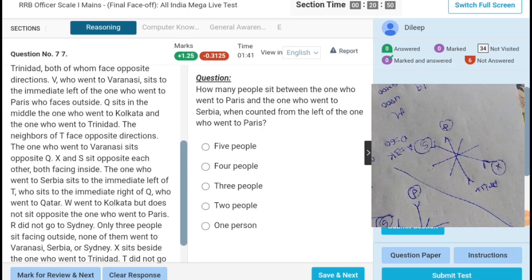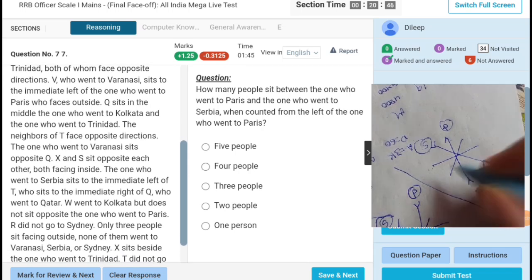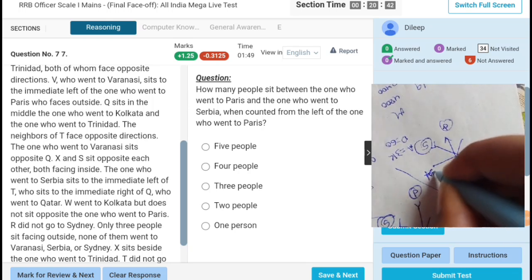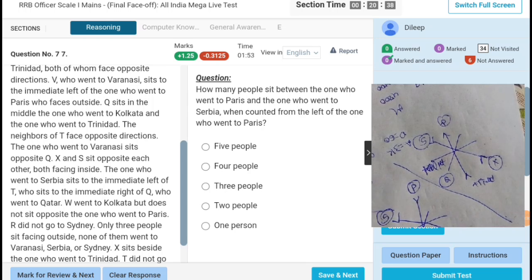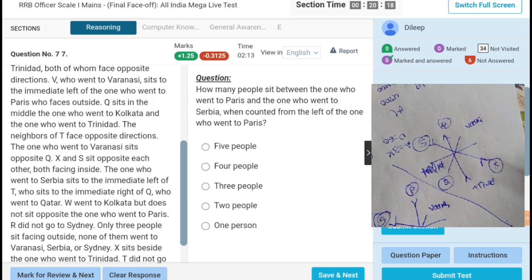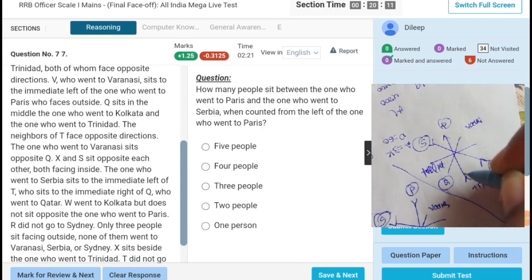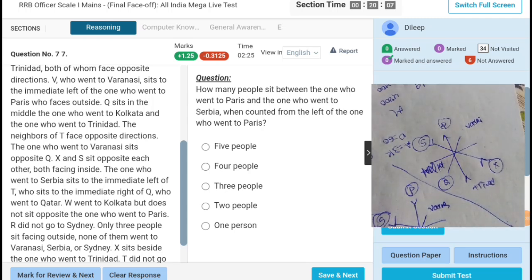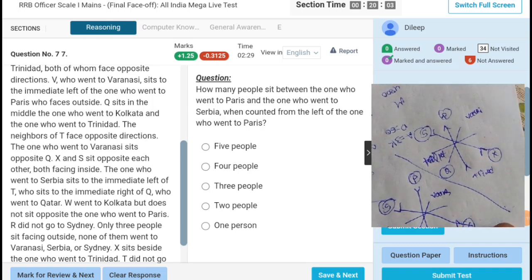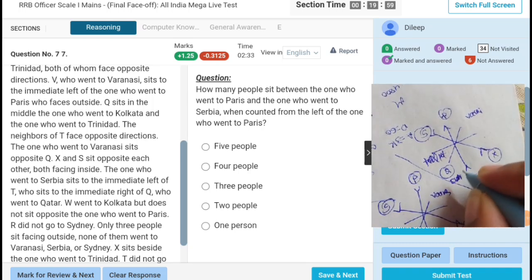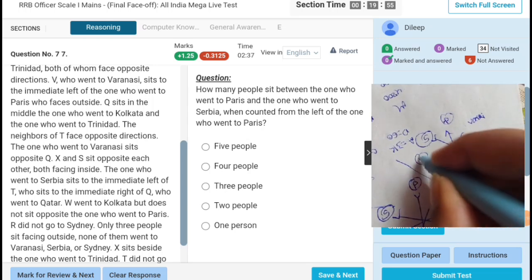He is in the middle of Kolkata and Trinidad. The neighbors of T face opposite directions. Varanasi is opposite to Q. X and S are opposite to each other. Serbia is immediate left of T. Q went to Quetta. W went to Kolkata, but is not opposite to Paris.